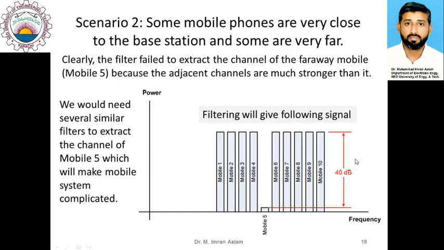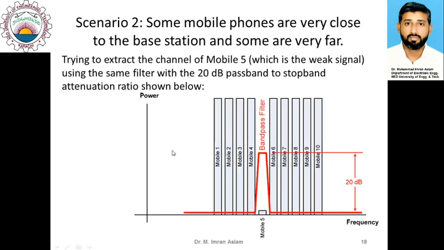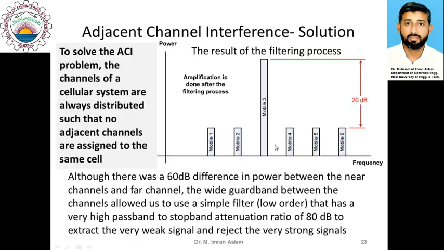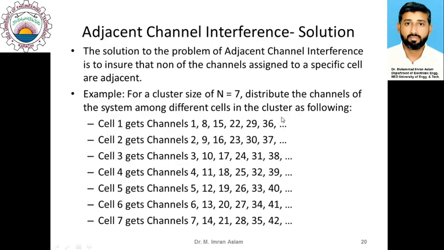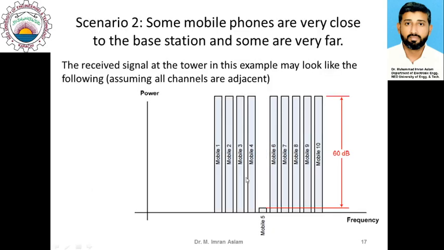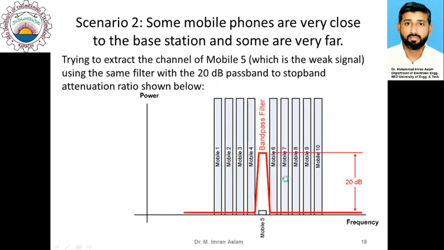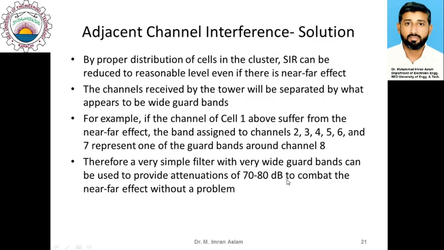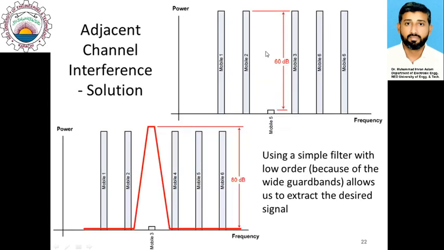For example, coming back to the original case, we have the signals coming here. If we pass them through a filter which has an 80 dB attenuation, all these frequencies will be attenuated by 80 dB, and this mobile 5 will not be attenuated. So you will have a situation which looks somewhat like this.